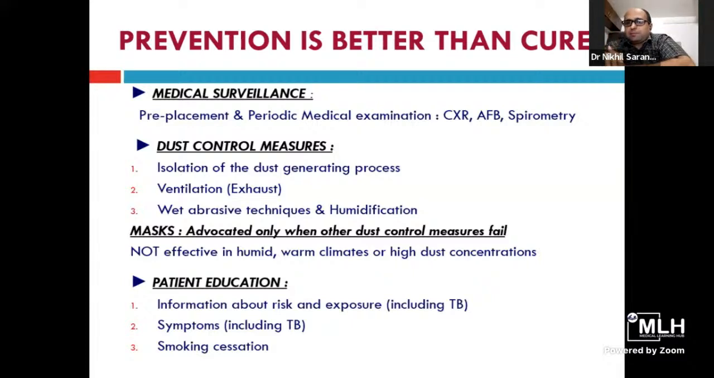This is important mainly for miners. You have isolation of the dust generating process. For example, in a flour mill, the whole thing can be covered, the grinder portion, so that the dust is not generated. You must have good exhaust ventilation so that whatever respirable dust is there is exhausted out and is not inhaled by those who are inside. You have wet abrasive techniques and humidification, which make the dust settle down on the ground so that it is not inhaled. Masks are advocated only when other dust control measures fail and they are not that effective.